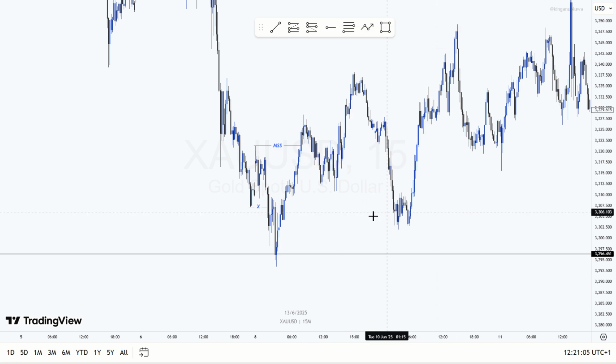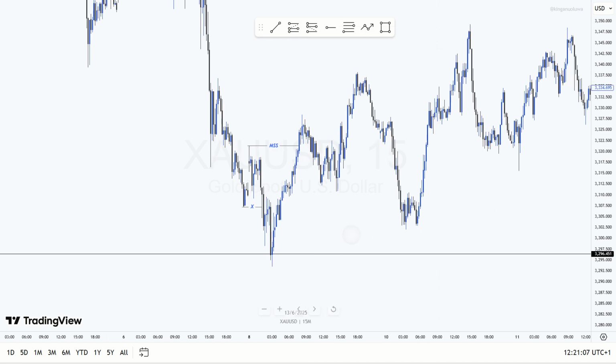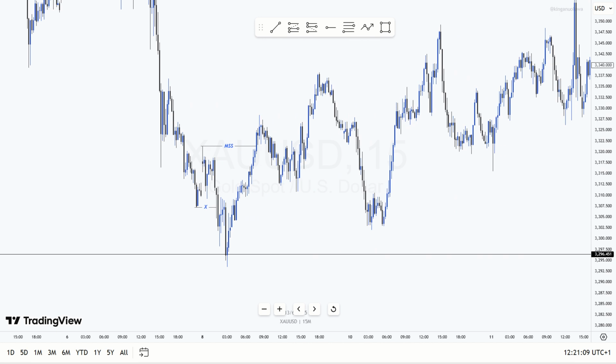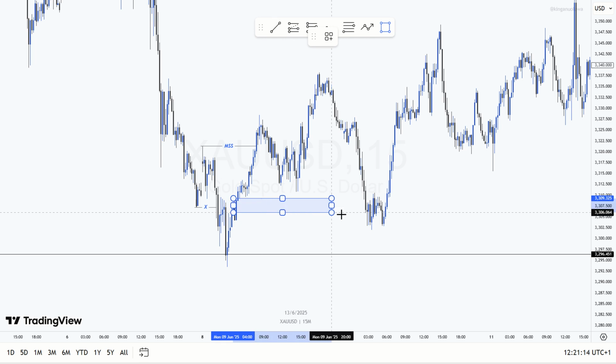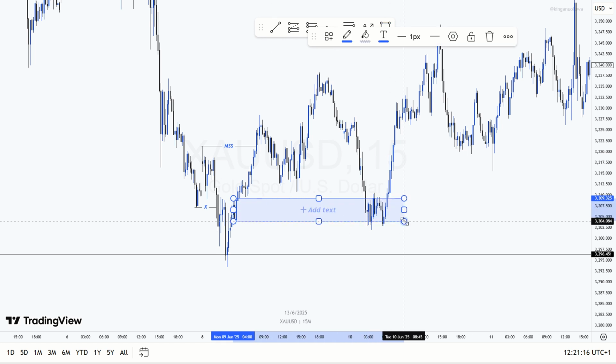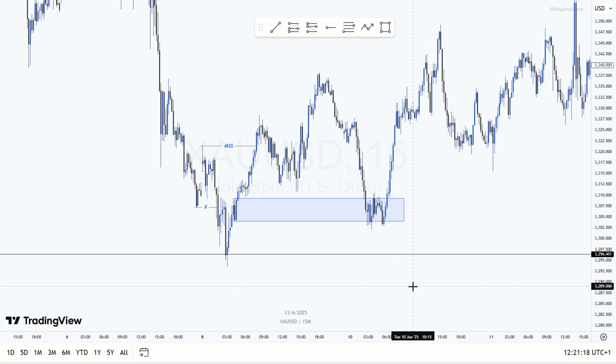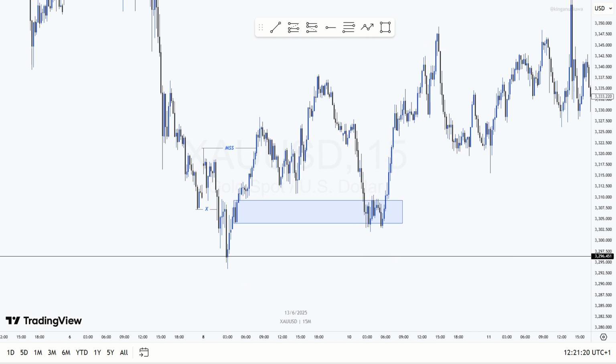Market structure shift right there. Now where do we expect to buy from? This order block, this other block right there. So we expect that price to pull into this order block and buy to the upside.